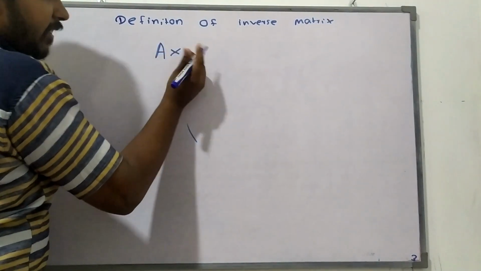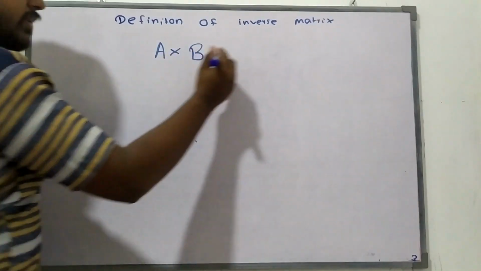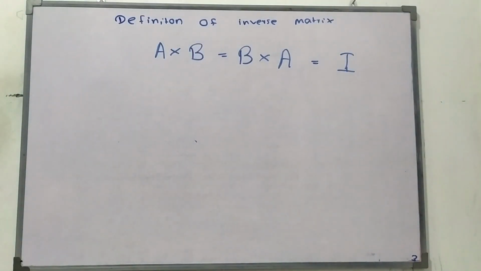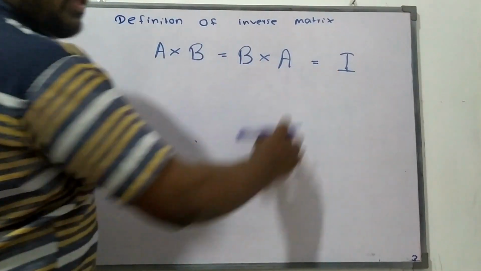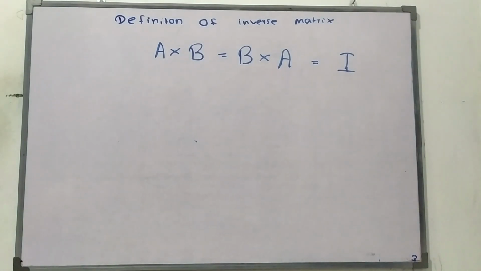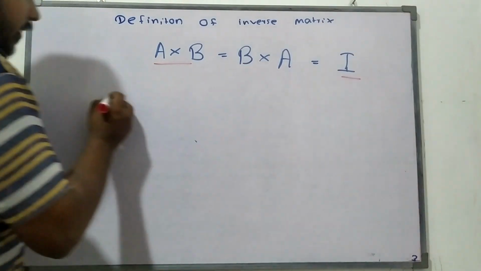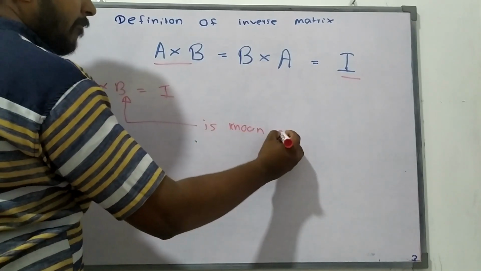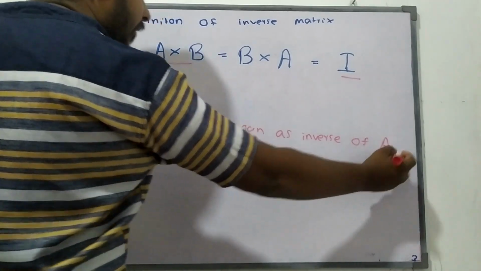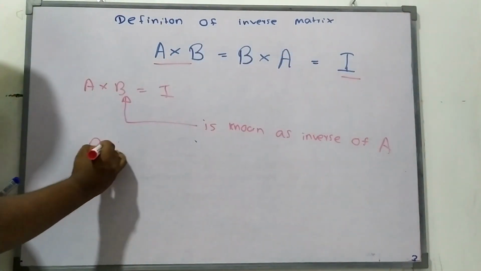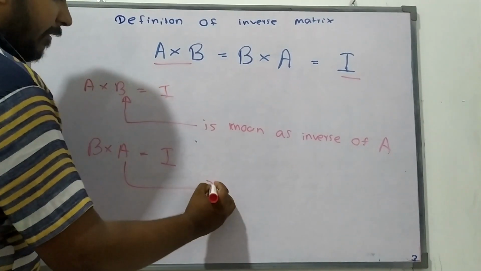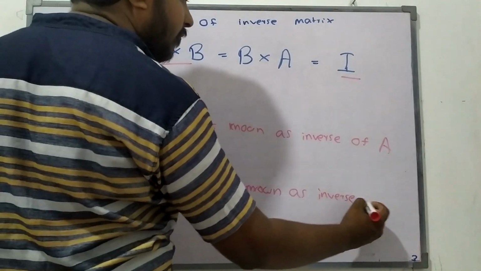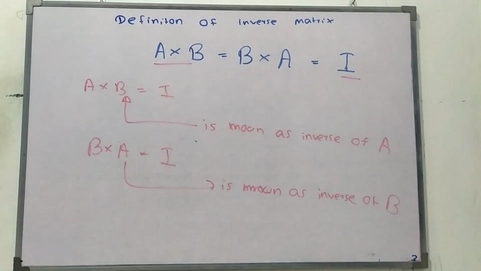So assume if you multiply A by B and also B by A, both are equal to the same thing, right? A into B equals B into A equals I. The order doesn't matter. The answer is the same, it's I. Therefore, considering these two, A into B gives I, right? So B is known as the inverse of A. And if you multiply B into A, it gives I, then A is known as the inverse of B, right?